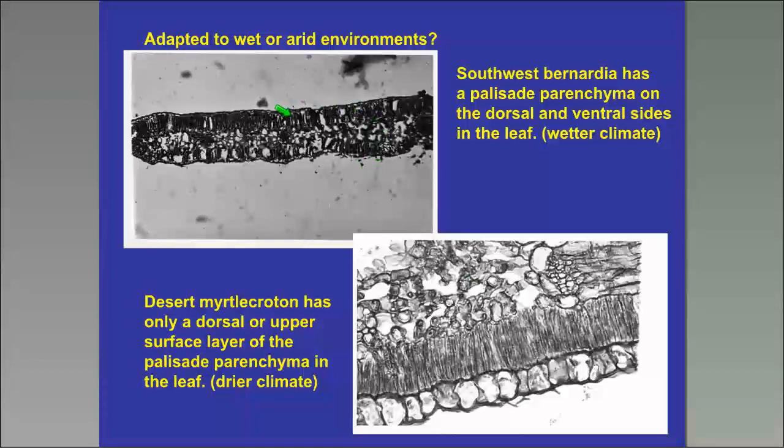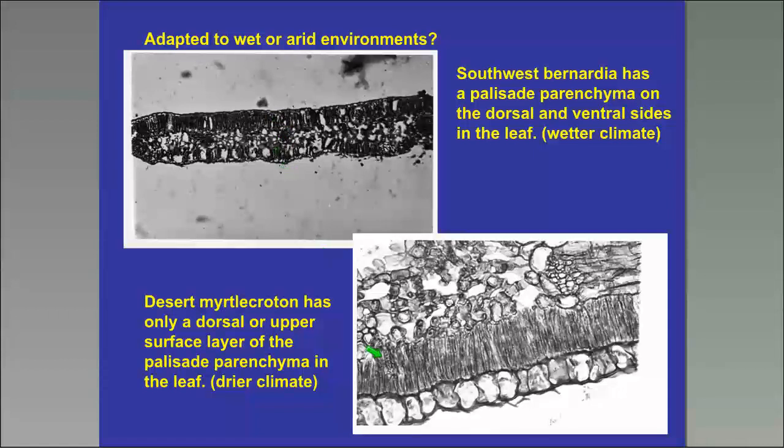their ecology. Notice that when I look at a cross section of the leaf, there is a layer of Palisade Parenchyma on the dorsal or top side of the leaf, and then a Palisade Parenchyma on the bottom. Now, do you think that would be characteristic of wetter climate plants or a xeric drier climate?